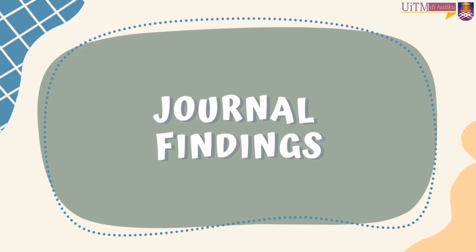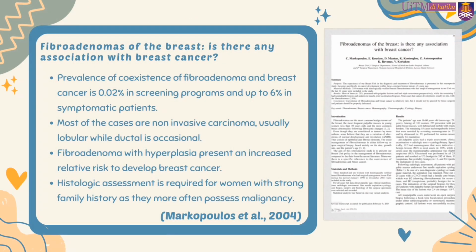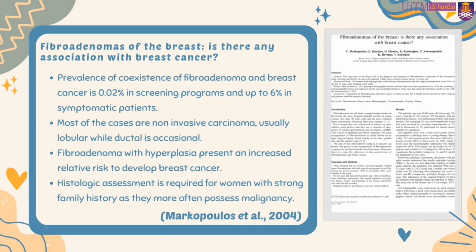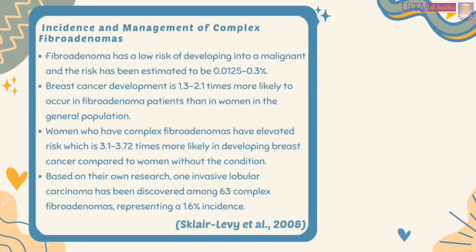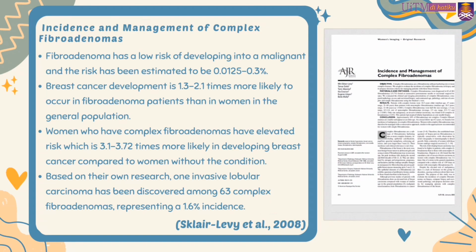Next is for genome-finding. The first article found out that the prevalence of coexistence of fibroadenoma with breast cancer is 0.02% in screening programs and up to 6% in symptomatic patients. Thus, histologic assessment is required for women with strong family history as they more often possess malignancy. According to Sklailovi 2008 in Incidence and Management of Complex Fibroadenoma, fibroadenoma has a low risk of developing into a malignancy and the risk has been estimated to be 0.0125 to 0.3%. Breast cancer development is 1.3 to 2.1 times more likely to occur in fibroadenoma patients.